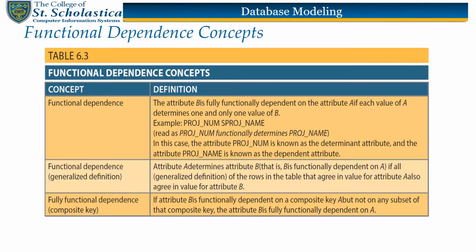Attribute A determines attribute B in the generalized definition if all of the rows in the table that agree in value for attribute A also agree in value for attribute B. Full functional dependency requires that if an attribute B is fully functionally dependent on a composite key A, but not on any subset of that composite key, the attribute B is fully functionally dependent on A.